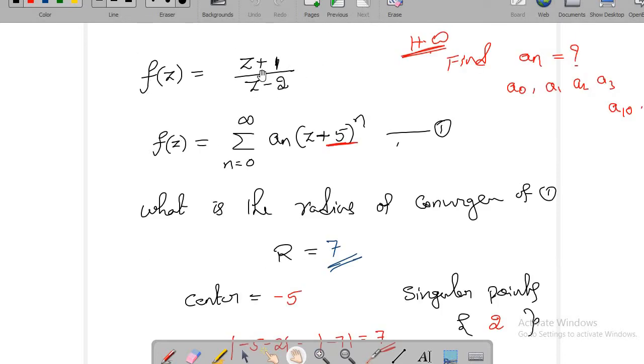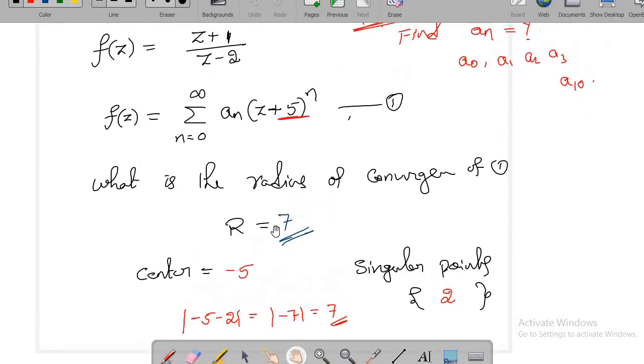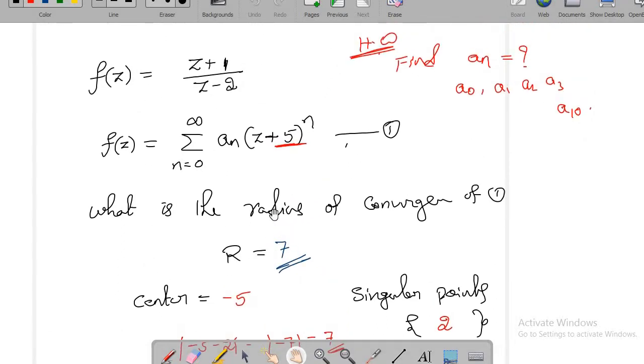And at the end I gave you this problem. I asked you to write an expansion of f of z about negative 5. If you write an expansion, we know its radius of convergence is 7. Why? Because the singularity of this function is 2, and the distance between 2 and negative 5 is 7. So this will be the radius of convergence of this series. The only thing you need to find is the a_n's. So let us try to obtain what is a_n.